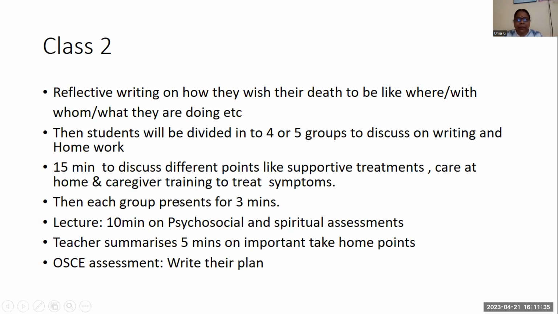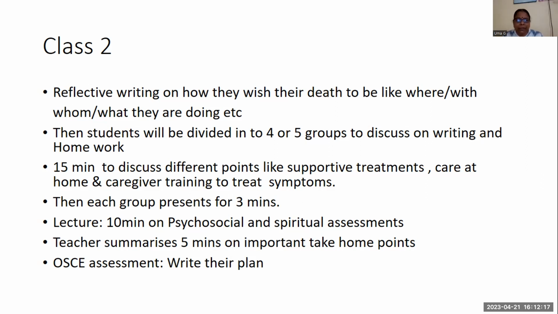Then the next day, students will be divided into subgroups. This will not be large group teaching. Here, 15 minutes to discuss different points like supportive treatment, care at home, caregivers being trained to treat symptoms, and how sometimes the patient themselves want to be in ICU or at home. Each group presents for 3 minutes whatever they felt about that particular subject. Then there will be a 10-minute lecture by the teacher mainly on psychosocial and spiritual assessments, and how the therapy will be based on all this. Then the teacher summarizes for 5 minutes the important take-home points.